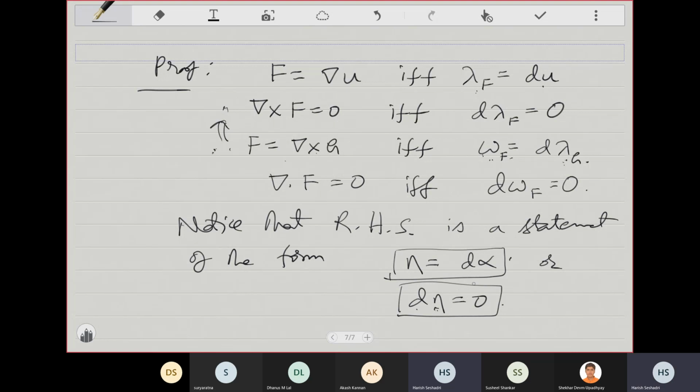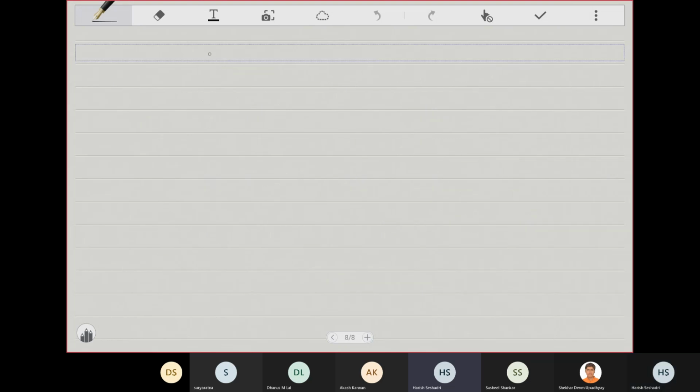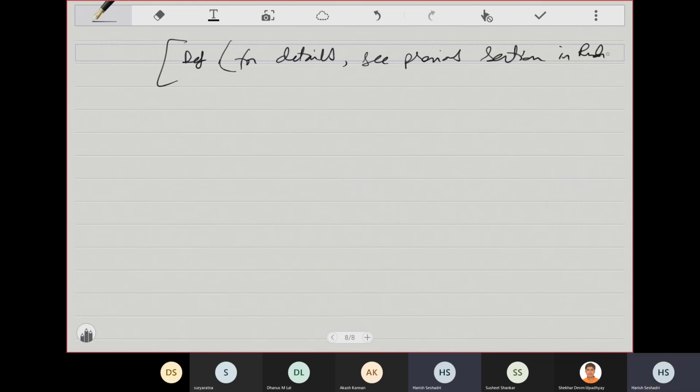So these two conditions, that's what the entire previous section is all about. These two conditions have a very important role. So I'll just make a definition. For details, see the previous section in Rudin.